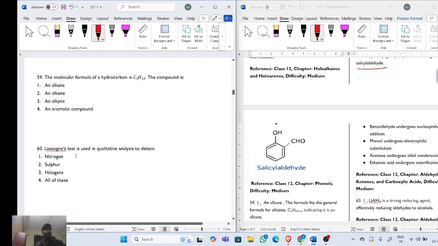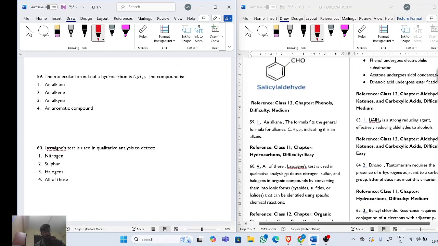Now question number 59. The molecular formula of a hydrocarbon is C5H12. The compound is... So whenever a chemical formula is given and it asks for the compound name or the type, then don't try to directly draw the structure. Just use common sense. Can we directly predict it?